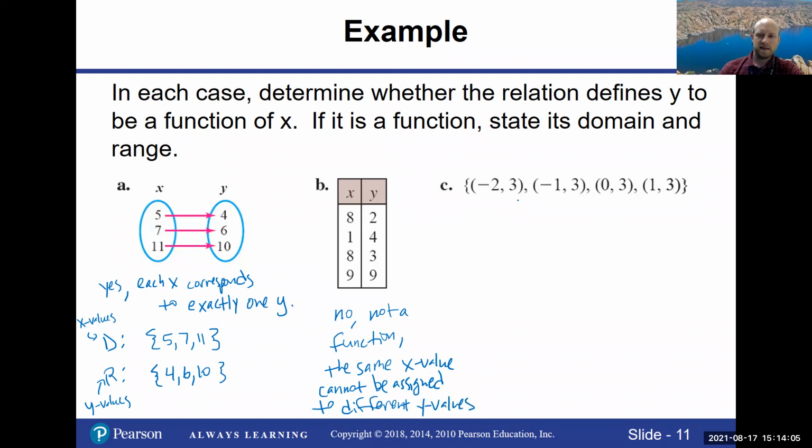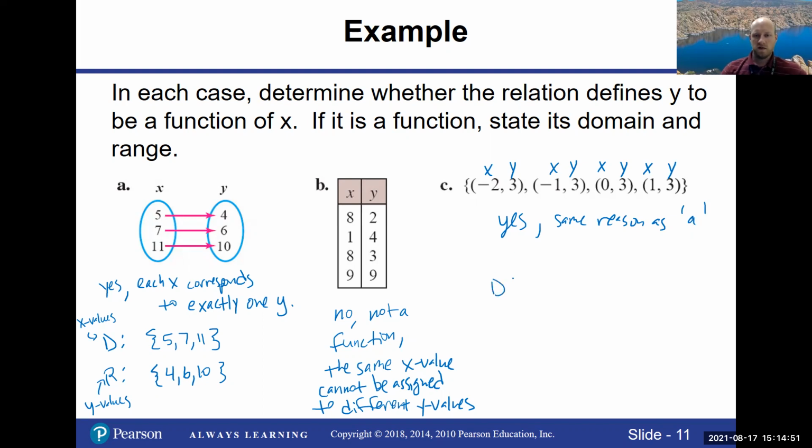Okay, but in this case, I wrote this in terms of ordered pairs. The first one is x. Remember, this is our x, this is our y: x, y, x, y, x, and y. Look, all the y's are the same. All the y's are 3s. That's okay, right? That is okay as long as the x values are all different, and they are. We have -2, -1, 0, and 1. So yes, this is a function, and it's the same reason as example A over there.